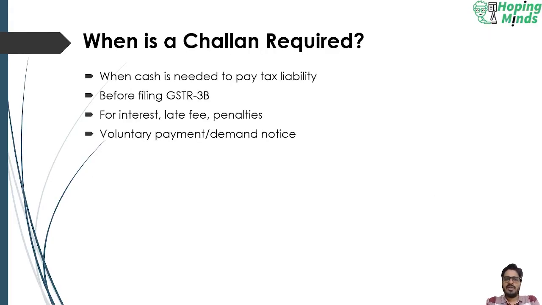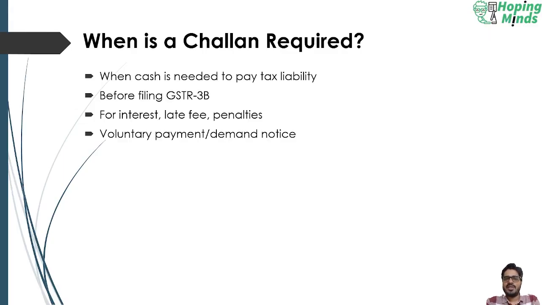When is the challan required? Challan is required to pay the liability under GST when the cash ledger doesn't have sufficient balance. That is, in order to add balances to the cash ledger, we have to create a challan and make payment. So challan is generated when, to meet the output tax liability, our cash balance is not sufficient, so the differential amount has to be paid in cash, and for making any cash payment a challan is required to be generated.